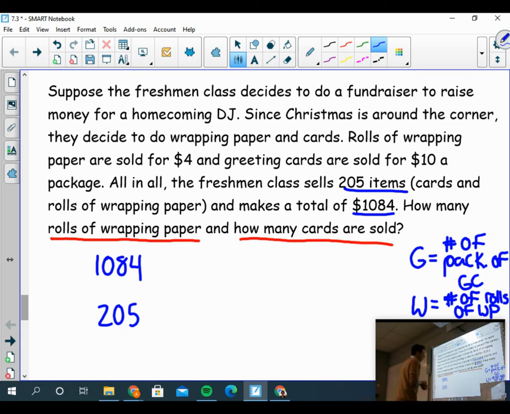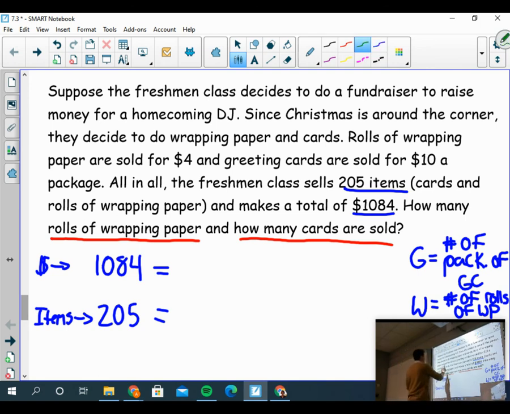Now, I think when we're setting up multiple equations, it's good to classify what the equations resemble. That way we don't confuse what we put where. So this 1,084 has to do with money, and the 205 has to do with how many physical items we're selling. So what makes up these totals?